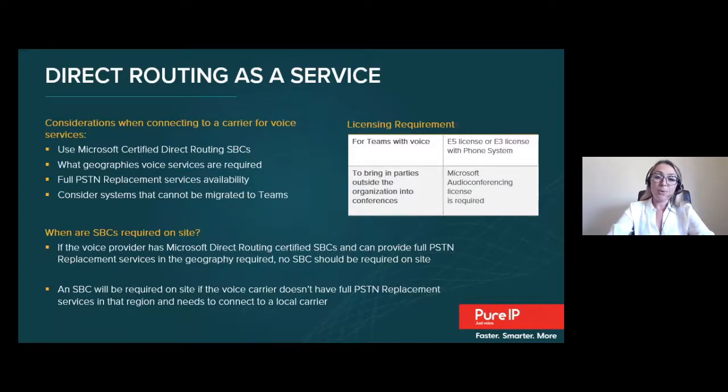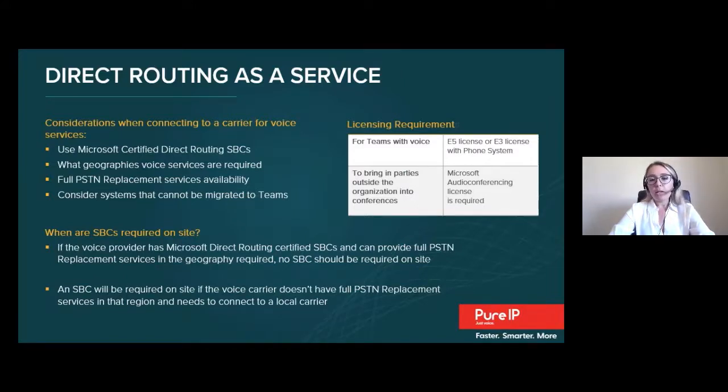Last but not least, it's a very small point, but I thought I'd mention it because we do see a few customers get caught out by this: consider the systems that cannot be migrated to Teams. The ones that pop to mind are alarm systems, for example, or elevator systems that need analog lines. So just keep them in mind when you're connecting to Teams and direct routing, so you have a plan for them and you're not caught out.